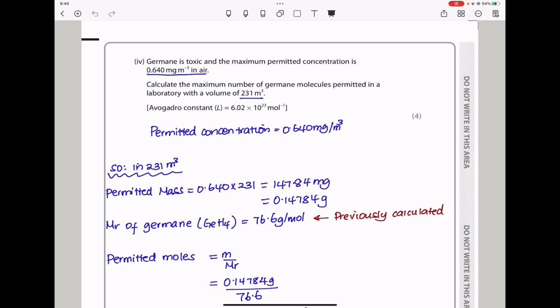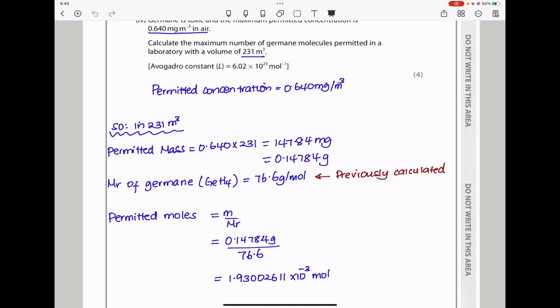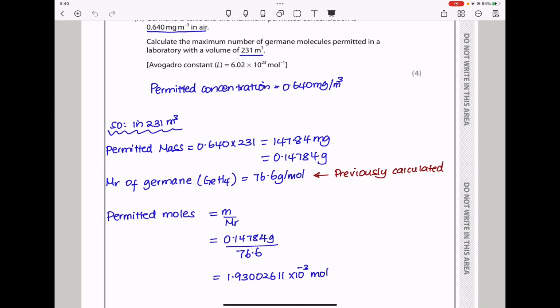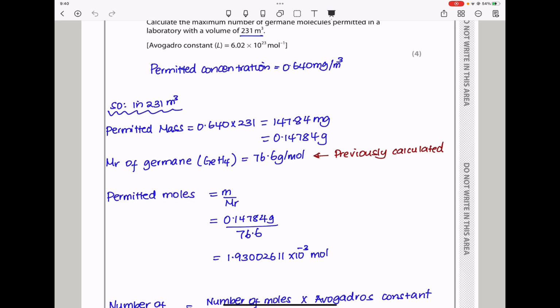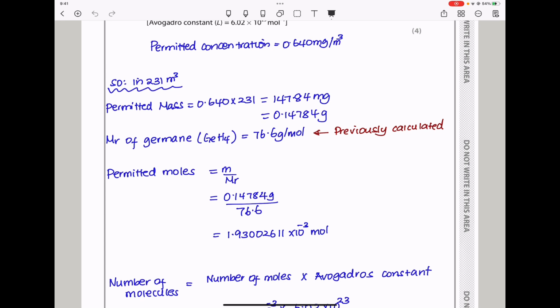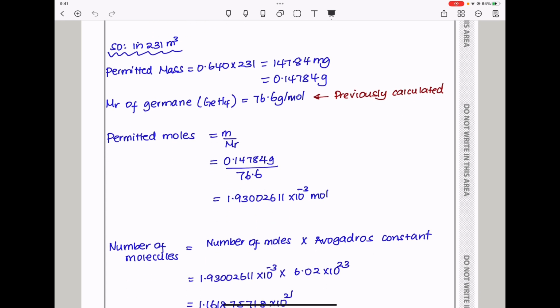But remember, we're going to calculate the number of moles, so I need to convert this to grams. And so I divided by 1,000 to find 0.14784 grams. Now, the molar mass of germanium is, of course, already calculated, 76.6 gram per mole from the previous page. So the permitted moles are going to be the mass, which is that, divided by the molar mass, which is this, and I got 1.93002611 times 10 power negative 3 mole.